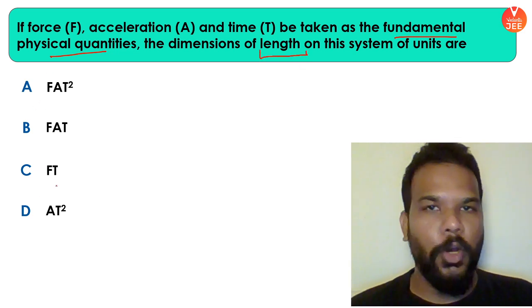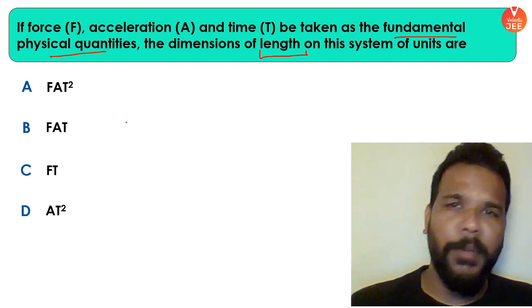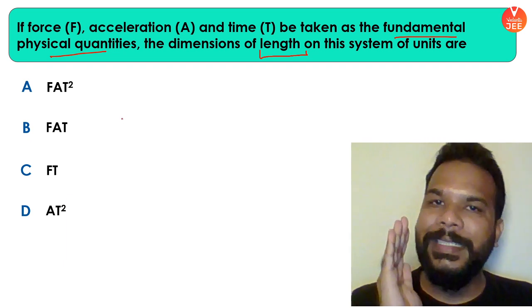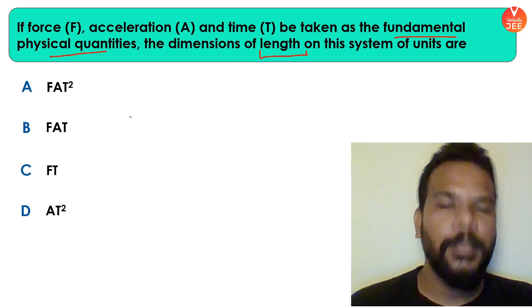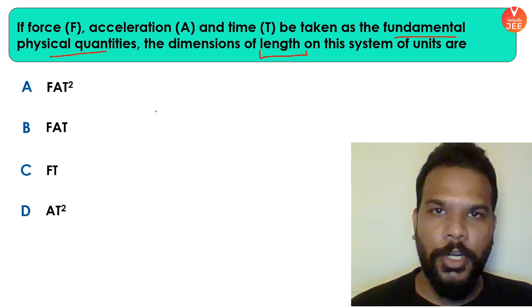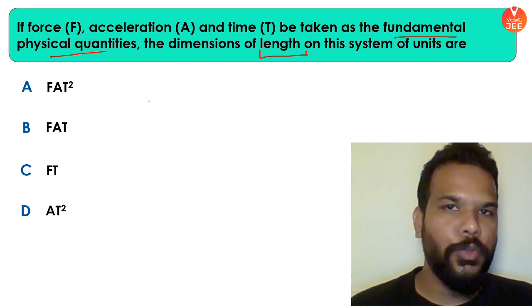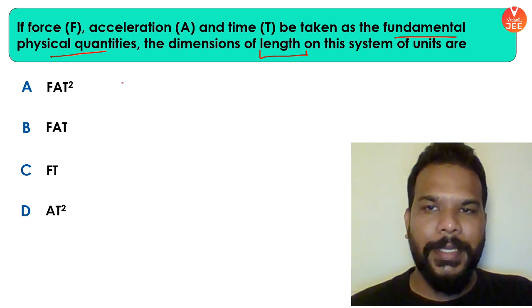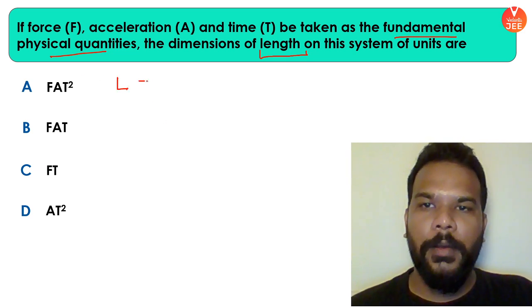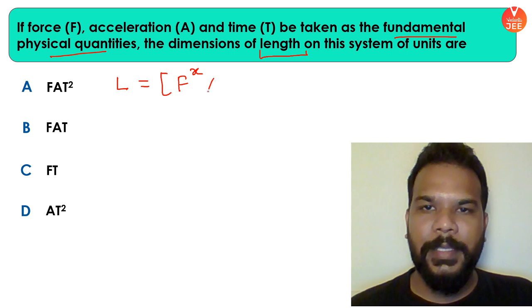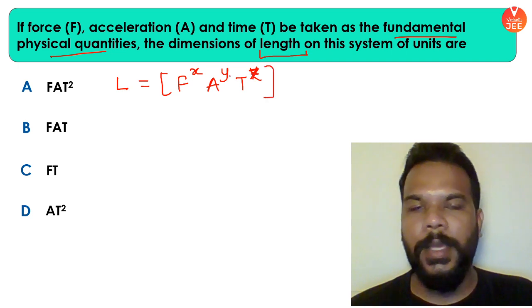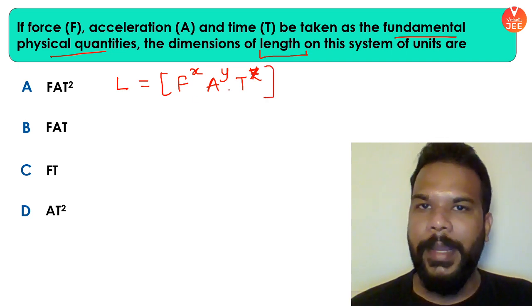So these are the options which are given, and we'll go by the same approach. You just need to know that this is another way of asking the questions for the third application of dimensional analysis. You will see that my approach is going to be exactly the same. So I say that length as a quantity will have a dimensional formula as F to the power x, A to the power y, and T to the power z. My task is to find out the values of x, y and z.